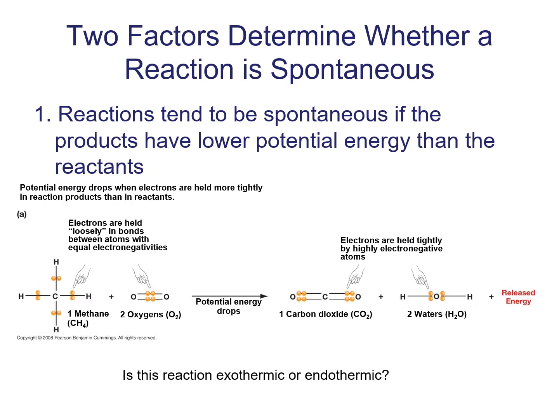When electrons move closer to an atom that is more electronegative, free energy is made available. So when we take methane and we combine it with oxygen, we end up with carbon dioxide and water, and the electrons move closer towards the oxygen. And that frees up energy. We get a release of energy. And these kinds of reactions are spontaneous. At least that's how we describe them in chemistry.